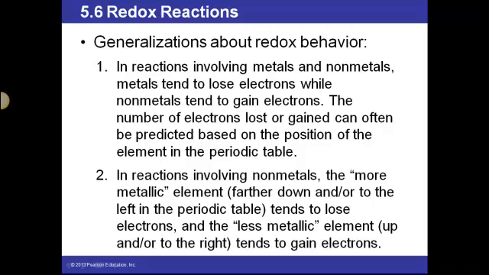In the reactions that involve nonmetals, the more metallic the element, the farther down and to the left in the periodic table, these guys tend to lose the electrons and become the oxidized component. And the ones that are closer to fluorine in the nonmetal category, these guys tend to be the oxidizing agents. These guys have more attraction for the electrons and want to gain them. So they themselves are going to get reduced in the process. So they are less metallic of our nonmetals.